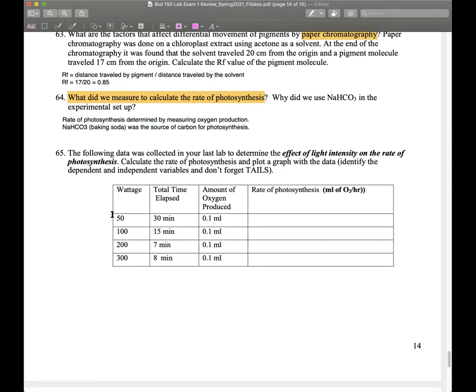All right, so we have some data produced from a similar experiment where we have different wattages of light bulb and the time it took to produce 0.1 mils of oxygen. So this is in minutes, but we want to calculate the oxygen produced per hour. So how would we set that up? Who can walk me through how you would set up that calculation?